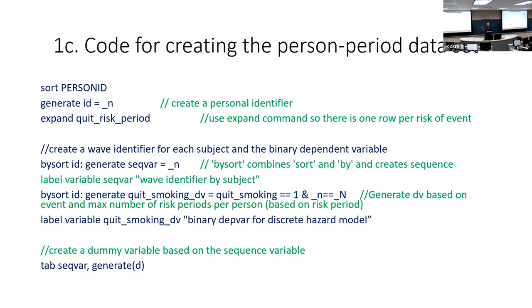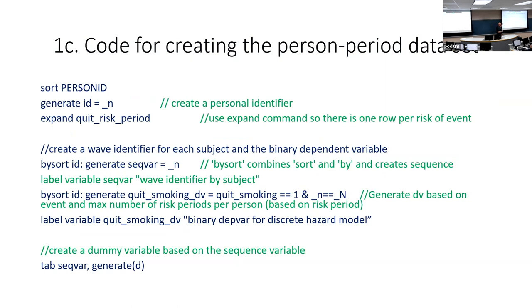That's very much what's in the example do file that I'm going to give you. Again, I'm just sorting by person ID and generating ID equals underscore N, so everybody's getting their own ID, which is nice. It's done for simplicity purposes; we have a path identifier, but I find that easier. The expand variable is the important one, because we're expanding that quit risk period. We've already defined it, right? So we're going to expand based on that.